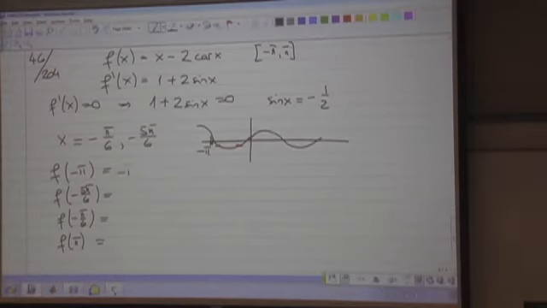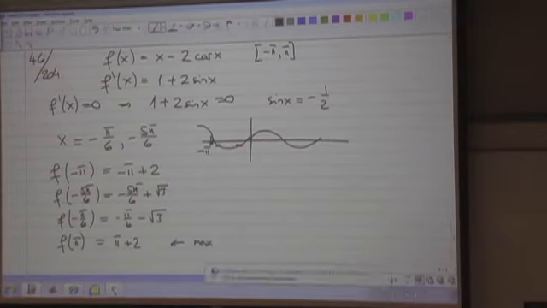F of minus pi is minus pi plus 2. F of minus 5 pi over 6 is negative 5 pi over 6 plus square root of 3. F of minus pi over 6 is minus pi over 6 minus 2 minus square root of 3. And f of pi is pi plus 2. Right? So clearly f of pi is the maximum. And which one is the minimum?